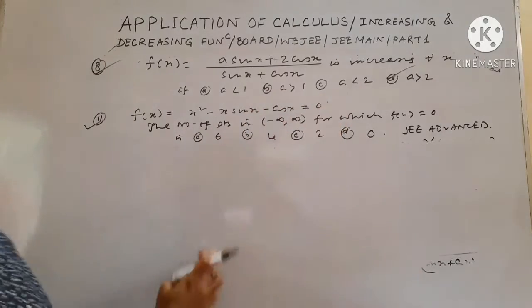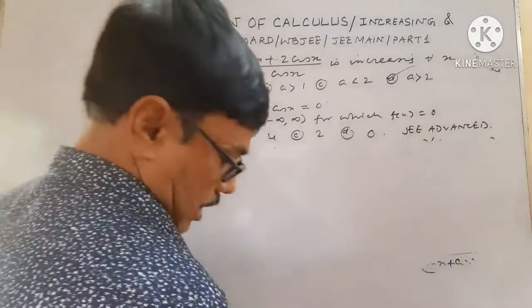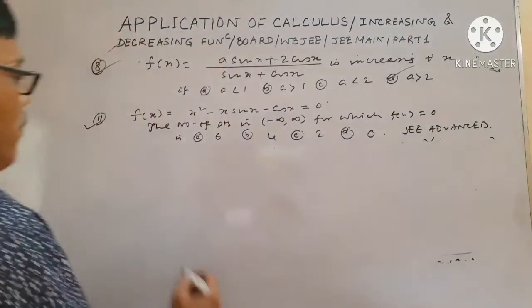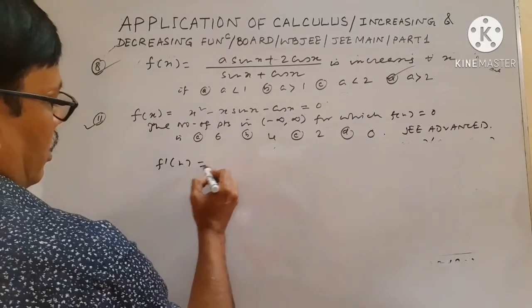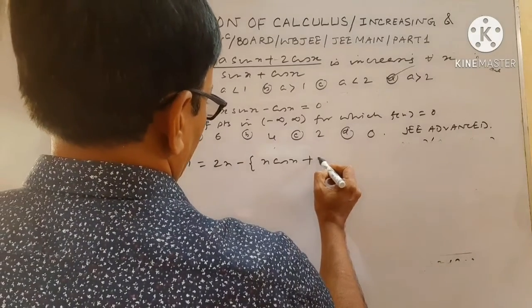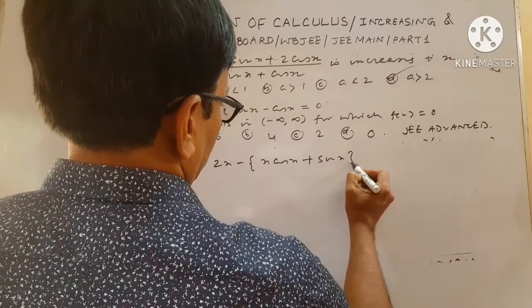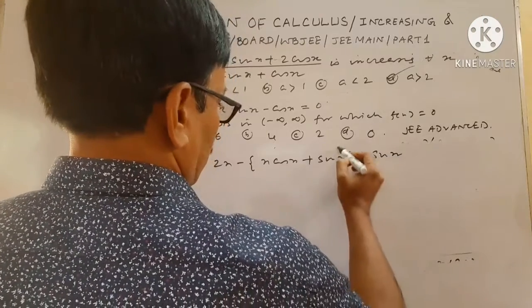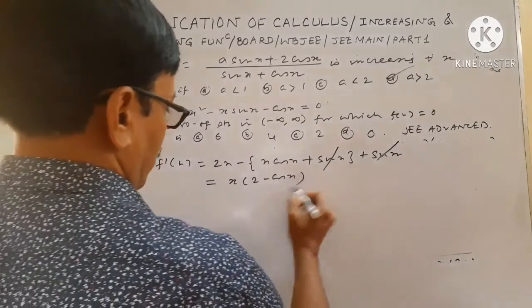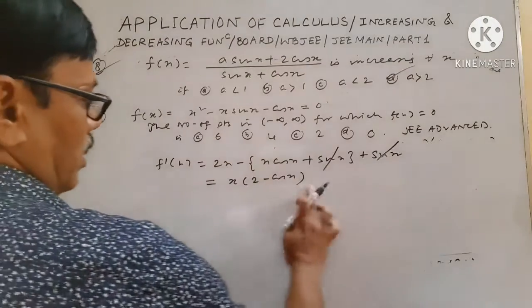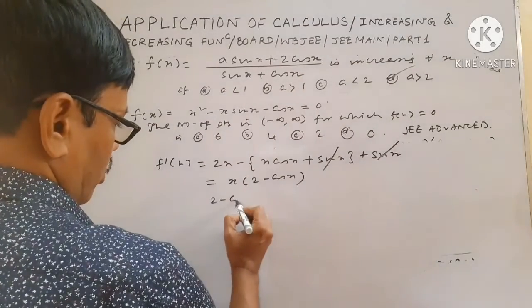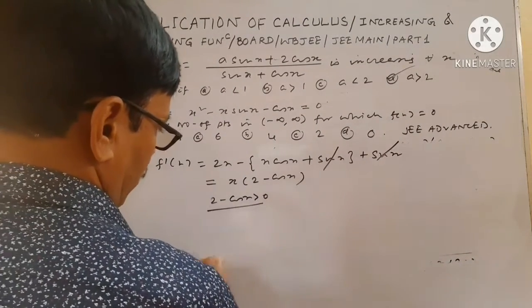Now finally we consider problem number 11. f(x) with x square, and we want the number of points for which f(x) equals 0, that is, the roots of f(x). So f dash x is 2x minus x cos x plus sin x, and then the sin x terms cancel. So x common, 2 minus cos x. So 2 minus cos x is always positive, always greater than 0.